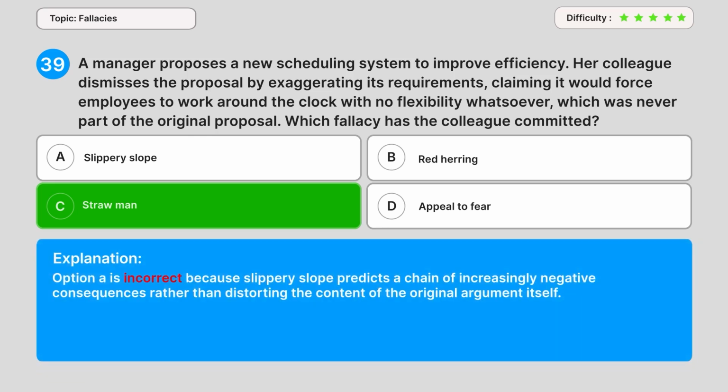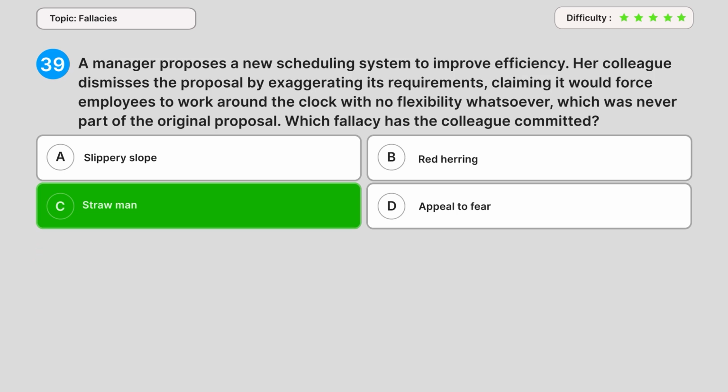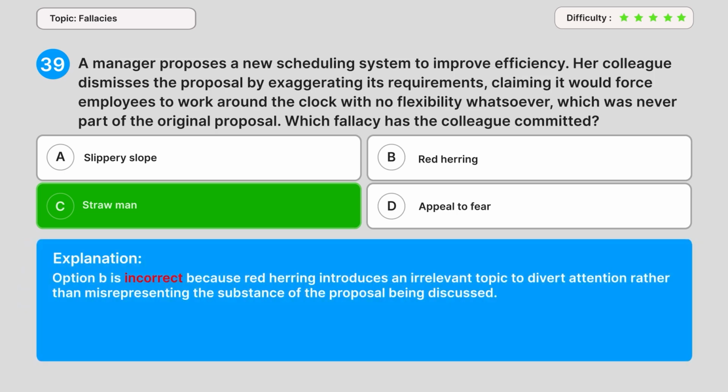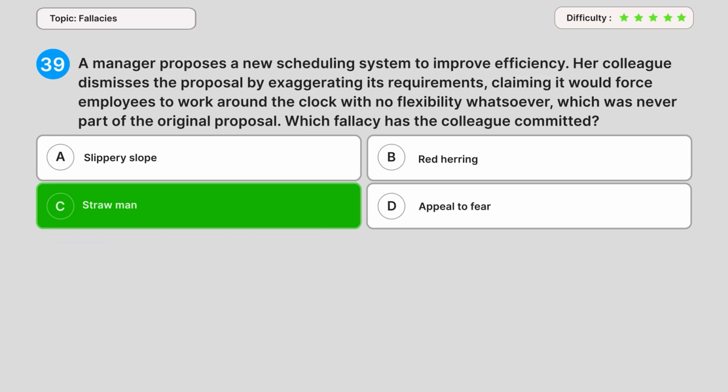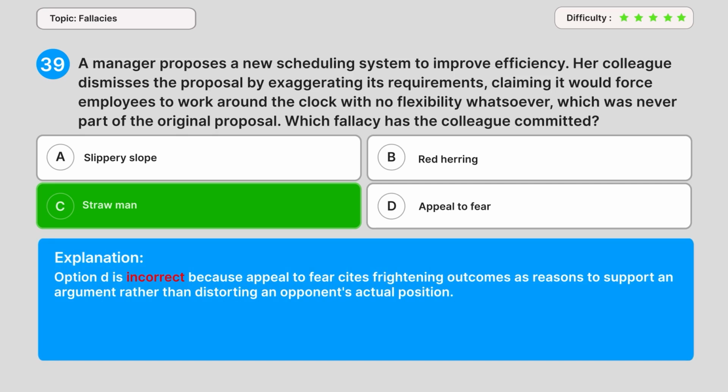Option A is incorrect because slippery slope predicts a chain of increasingly negative consequences rather than distorting the content of the original argument itself. Option B is incorrect because red herring introduces an irrelevant topic to divert attention rather than misrepresenting the substance of the proposal being discussed. Option D is incorrect because appeal to fear cites frightening outcomes as reasons to support an argument rather than distorting an opponent's actual position.